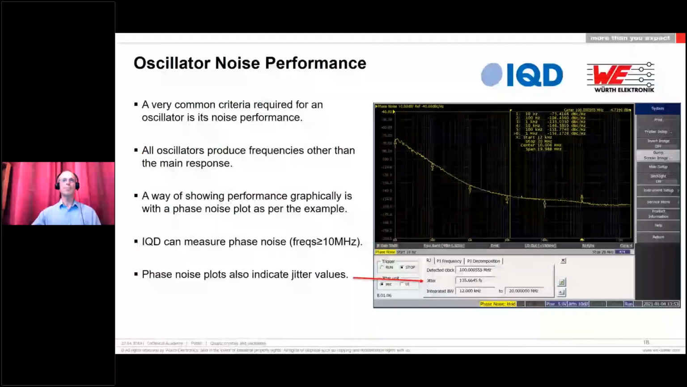As regards oscillators, another key thing nowadays is oscillator noise performance, and it's a very common criteria required for an oscillator. As I'm sure you all know, all oscillators produce frequencies other than the main response. And a way of showing this graphically is with a phase noise plot, as the example on the right. So at IQD, we can measure phase noise for frequencies over 10 megahertz. It's also useful because at the same time we measure jitter, phase noise being noise in the frequency domain, whereas jitter being noise in the time domain. So if you have an application that is critical regards phase noise performance, then please come and discuss that with us.